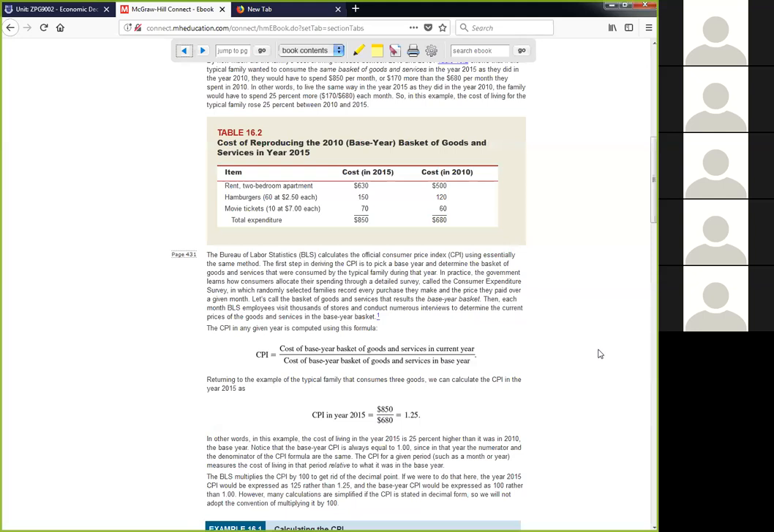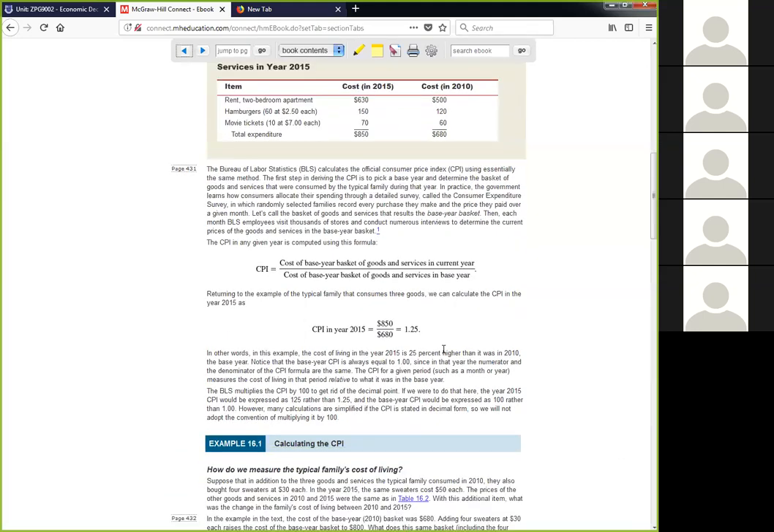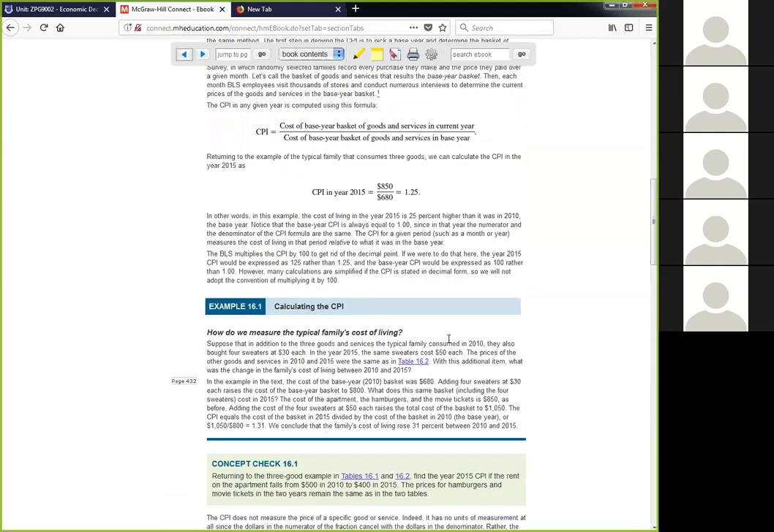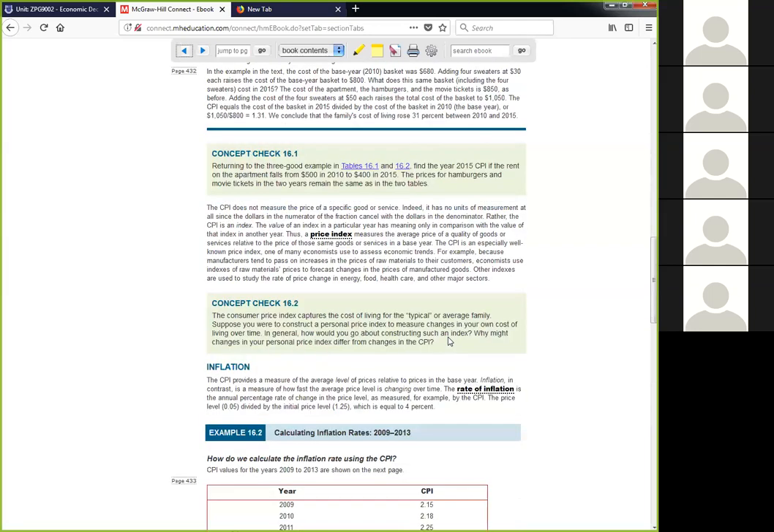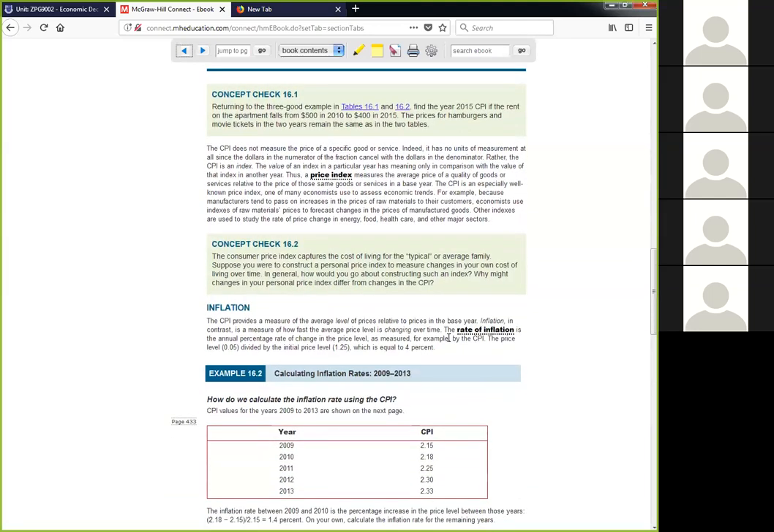So that's why I think the pages from page 430, the consumer price index and inflation, page 432 and 433, where you measure different inflation rates using the CPI, of course, are the important pages in this textbook.